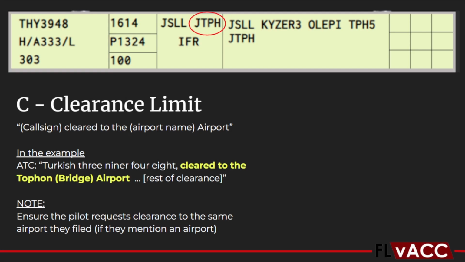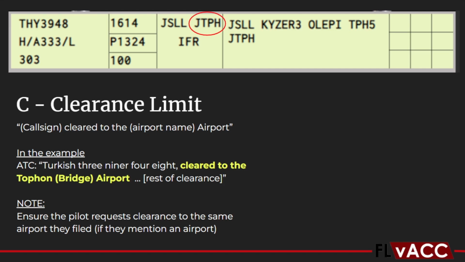C stands for clearance limit, which is just a fancy way of saying where, or in our case, what airport, the aircraft is cleared to. You can find the destination airport on the top of the middle column of the strip. In this case, Wellensall is the origin airport, and Tofon is the destination. In terms of phraseology, we'll start our clearances with the phrase cleared to the, whatever the airport name is, followed by the word airport.